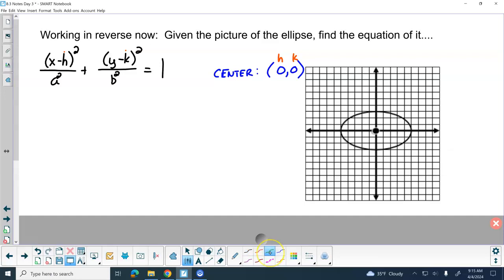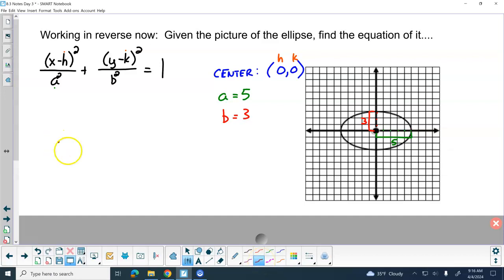What is our a value in this case? So we got left and right. A is left and right from the center, right? So it's 1, 2, 3, 4, and 5. So it's 5. Here is my a, which means a squared is going to be 25. Okay? What's my b? 1, 2, and 3. So that means b squared is going to be 9. We got everything that we need.